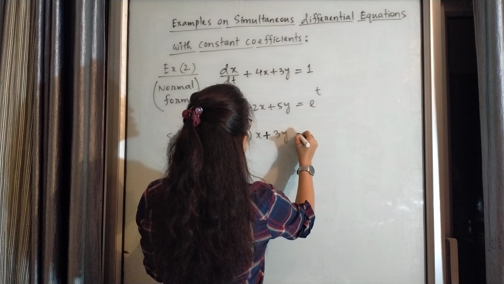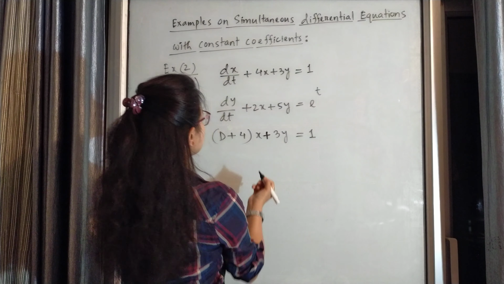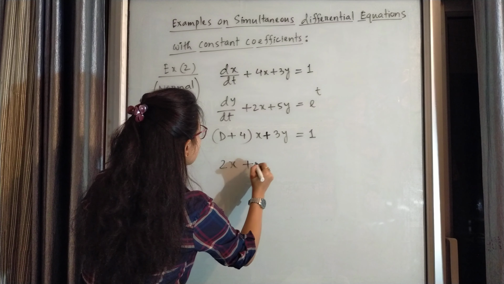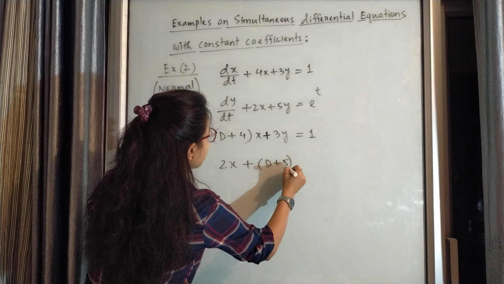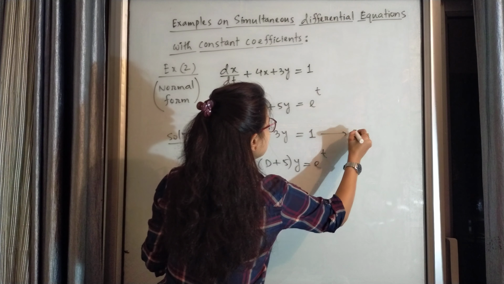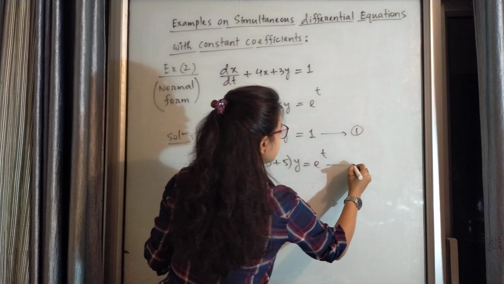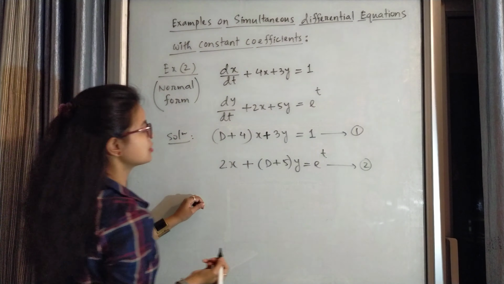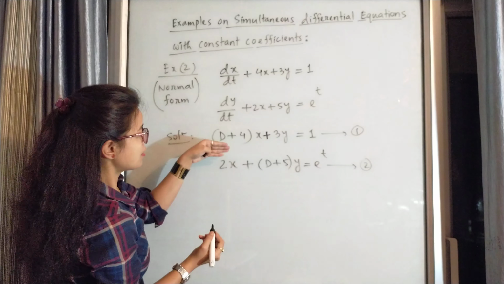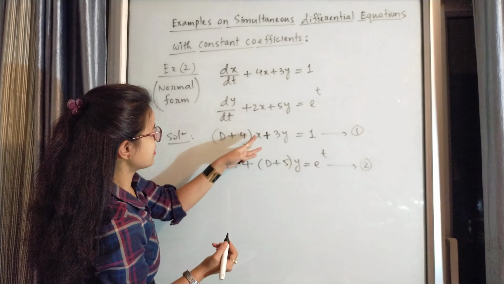(D plus 4)x plus 3y is equal to 1, and the second equation we can write as 2x plus (D plus 5)y is equal to e to the power t. Let's take the first equation as 1 and the second equation as 2. Now here we can eliminate any one of these variables, x or y.